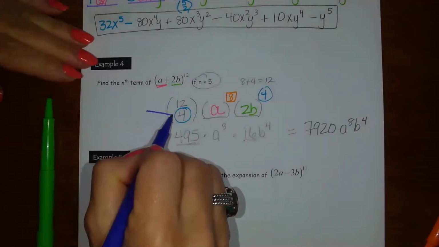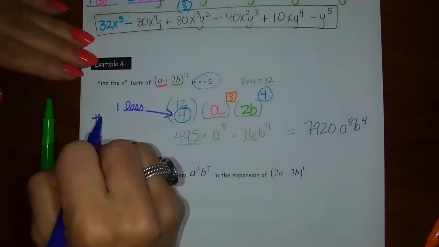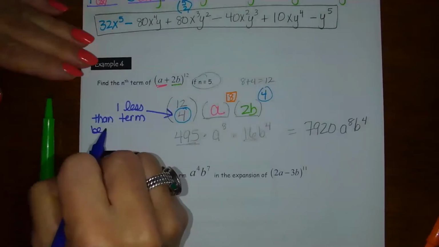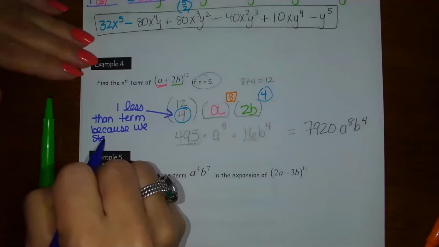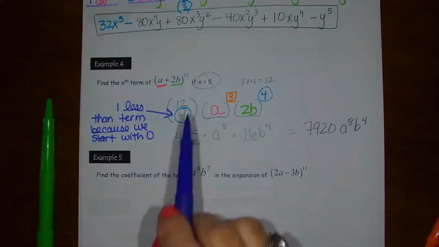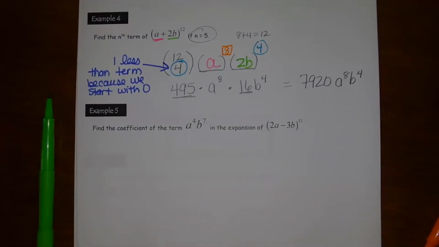Make yourself some really good notes. Like remember, 1 less than term, because why is that true? Because we start with 0. So the 5th term is 0, 1, 2, 3, 4. Isn't that cool? I just think this is so much fun.